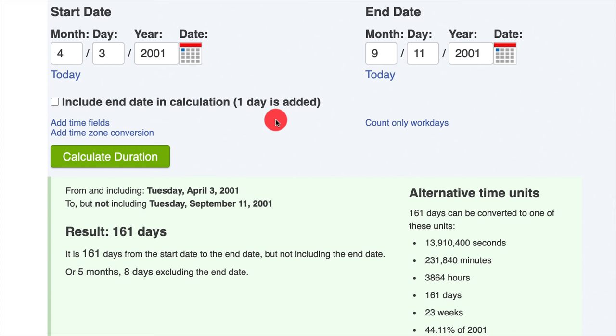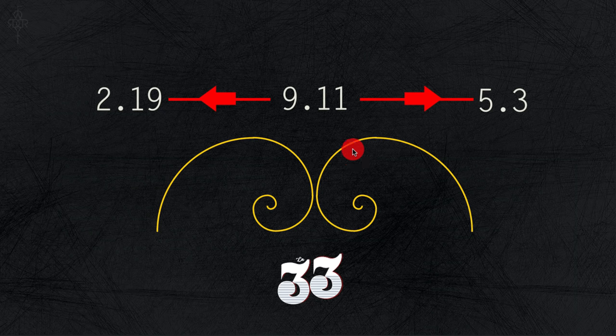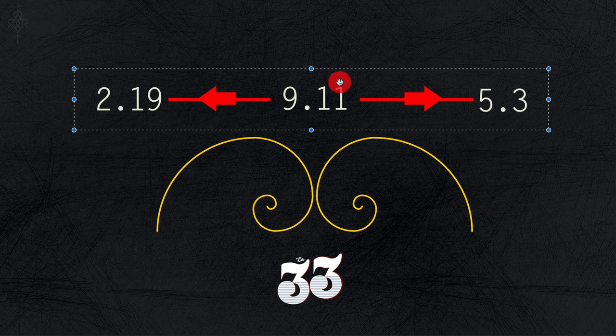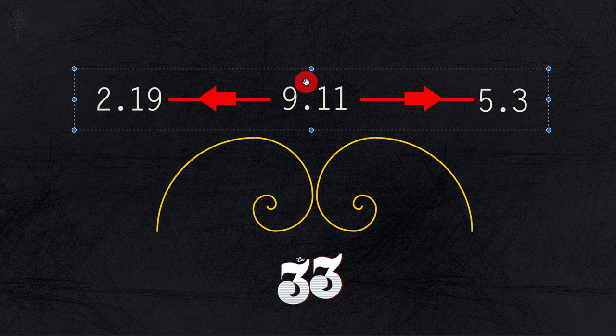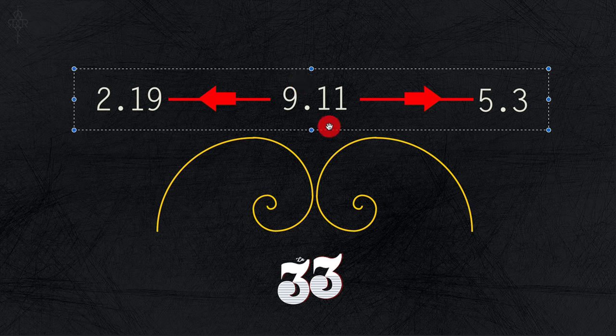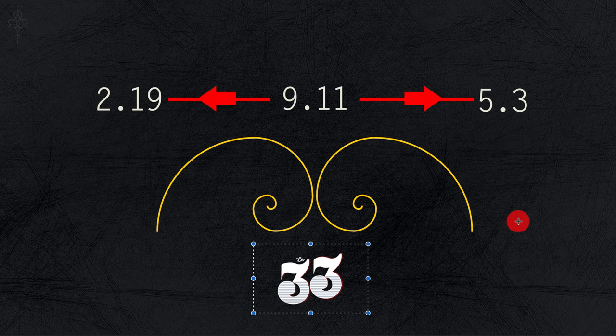So these are the 3 days, April 3rd, the 11th, and the 19th. When you add these up, ladies and gentlemen, here's the golden ratio of that specific day that happened on our calendar. Never forget it. If you take 19 and you add 11 and then you add 3, this is the number that you're going to get.